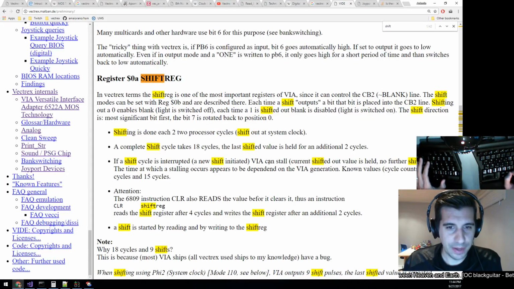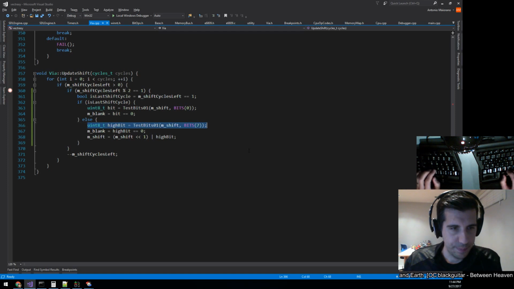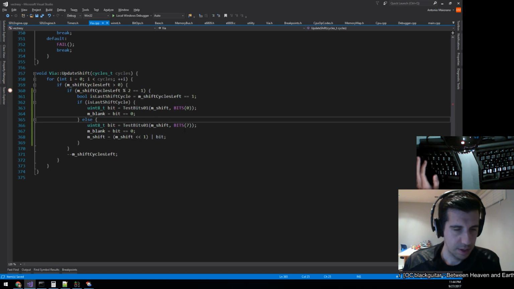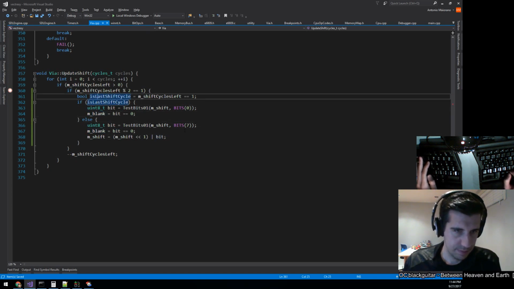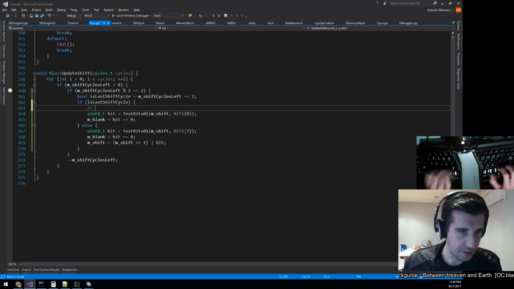He doesn't actually talk about it. Because it says here the last shifted value is held for an additional 2 cycles, right? So I don't know if it means we're supposed to shift the last one or not. But let's say we're not going to. And then the usual case is we shift out of the top bit. Here, let's invert. No, okay, let's do it like this. I'm just gonna put a little comment here.